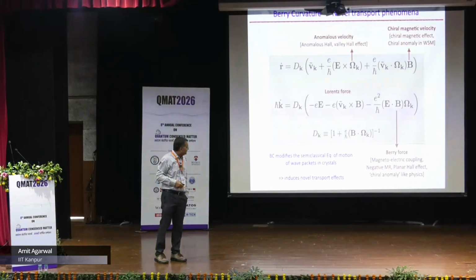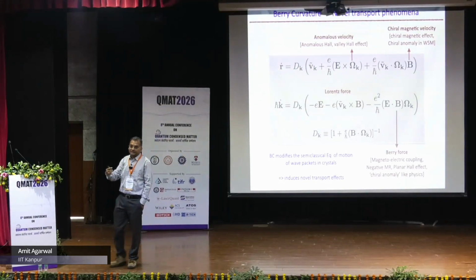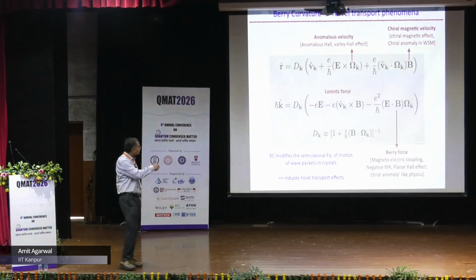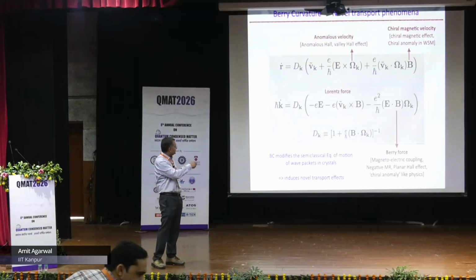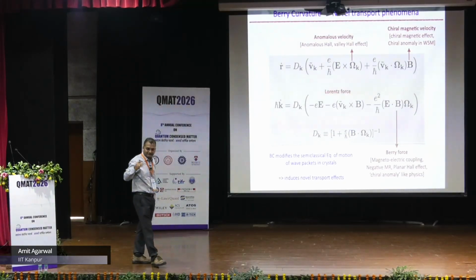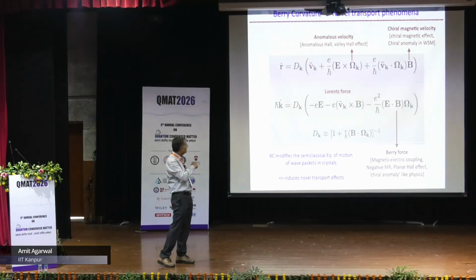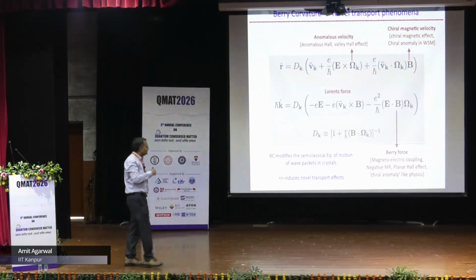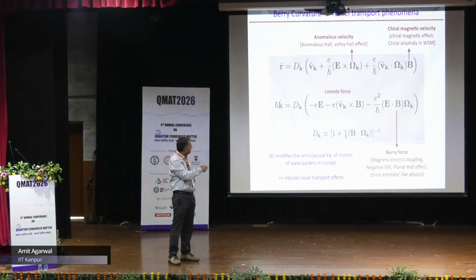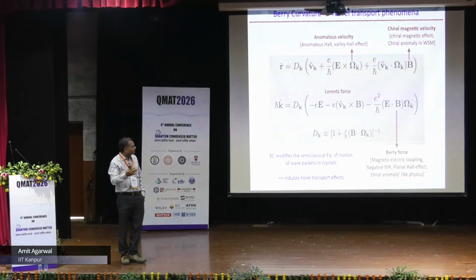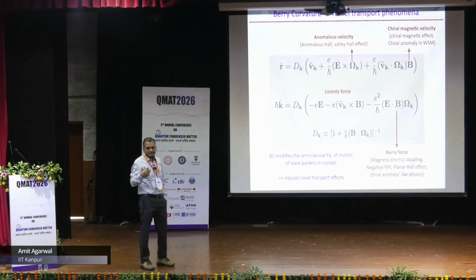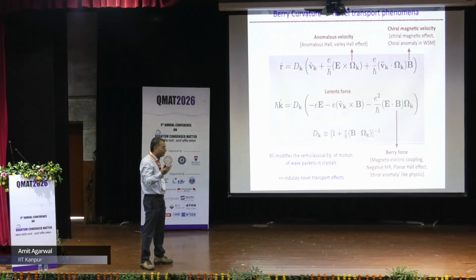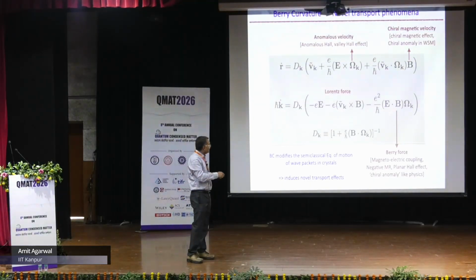So, if it was a single band picture, then we know that the r dot, or the velocity of Bloch quasiparticles, is just given by the band velocity. So, v_k is just the derivative of energy with respect to whatever momentum direction we want to move in, etc. But if you include these multi-band effects and interband coherence effects, a lot of new terms start appearing. Specifically, we have this anomalous velocity term, which is E cross omega, and this is fairly well known for a long time. It gives rise to anomalous Hall effect, valley Hall effect, phenomena like spin Hall effect, and so on and so forth. Okay. Another more interesting term appears only in the presence of magnetic field.